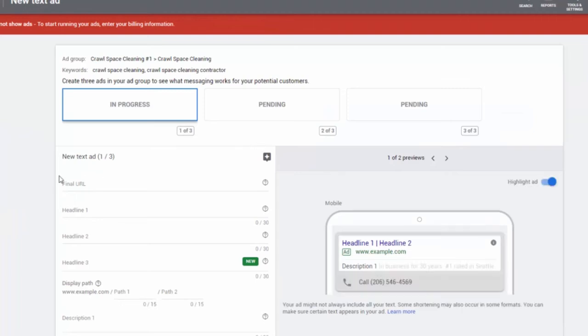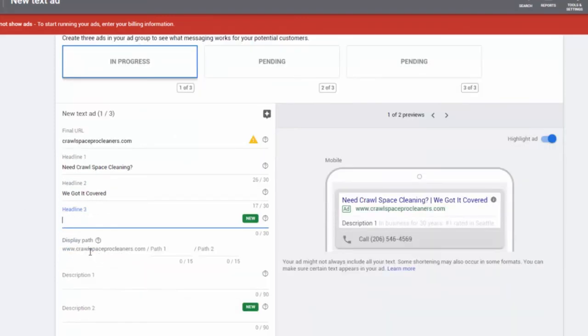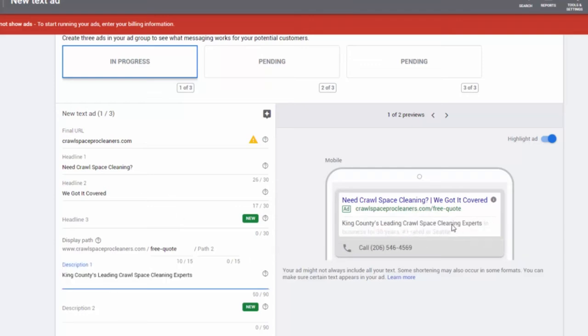Okay, so let's go ahead here and add in the URL, and the URL for this one is going to be crawl space pro cleaners. And then headline 1, we have need crawl space cleaning. So let's go ahead and add that right there. And then headline 2, we're going to put we got it covered. Okay, great. And then we're not going to have a headline 3 there. We're going to have the path here. So let's put a free quote. And then let's go to the description number 1 here. King County's leading crawl space cleaning experts. And then description 2.